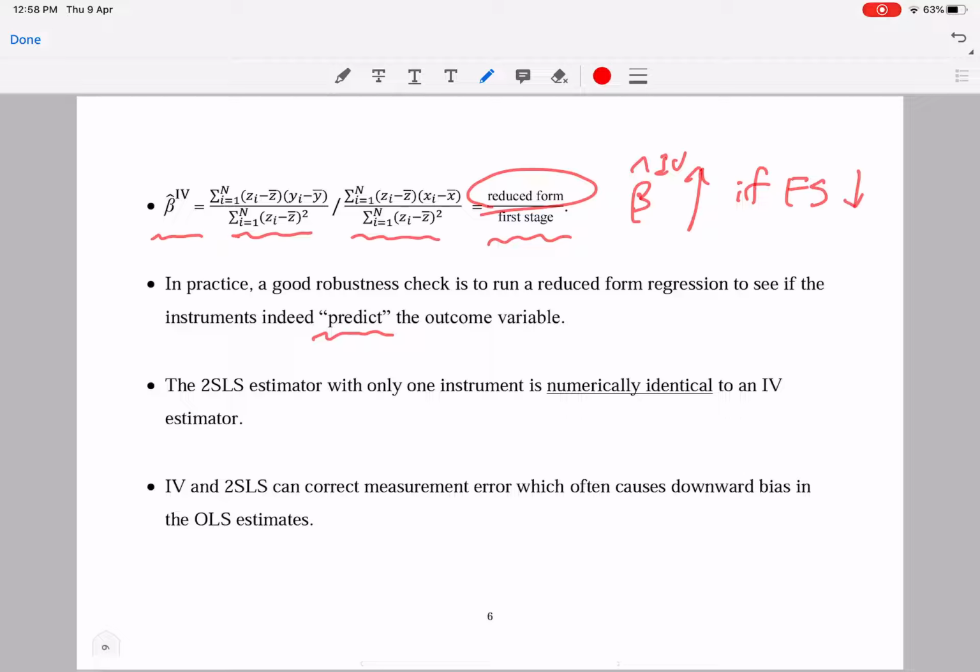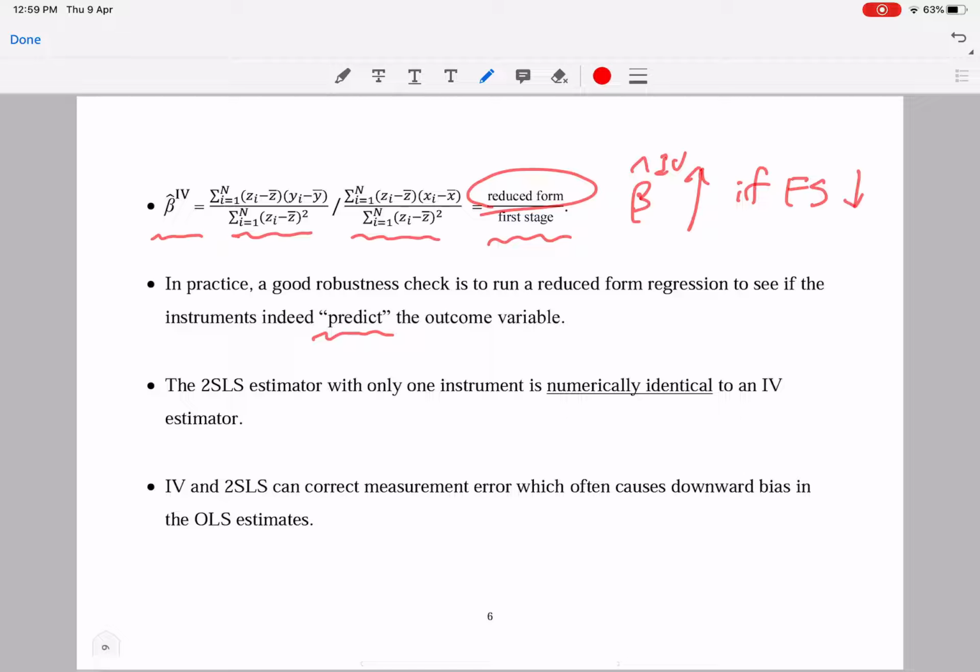Another thing, the two-stage least squares estimate with only one instrument is numerically identical to an IV estimator. And in fact, in the literature, we don't really distinguish the terms. You can say two-stage least squares, you can say IV estimate. Another important situation where people use instruments is to fix or correct measurement error. Measurement error often causes downward bias in the OLS estimates, but you can use an instrument to fix that.